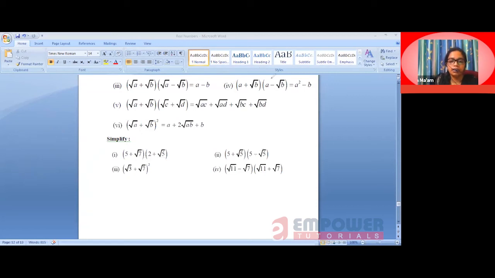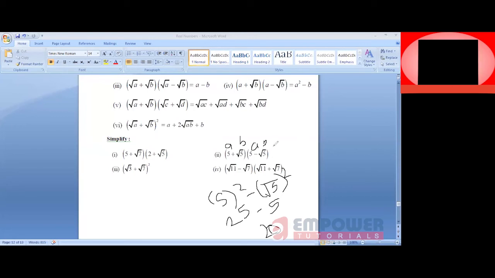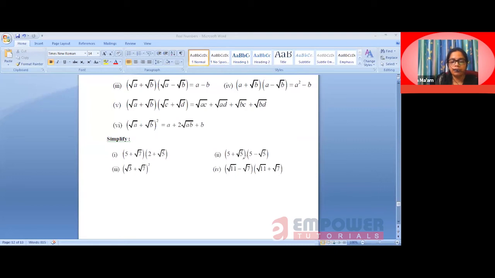Okay. Now in this case, this is A, this is B, this is A, this is B. So this is A plus B, A minus B form. So this will be root 5 square minus root 5 square, right? So this will be 25 minus 5. Am I right? So this will be 20. So the answer of this will be 20. Yes, very good, Darshan.